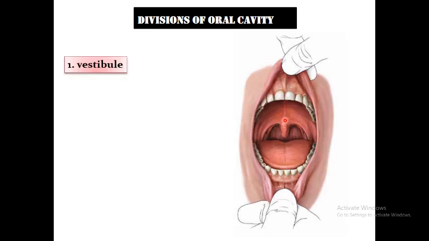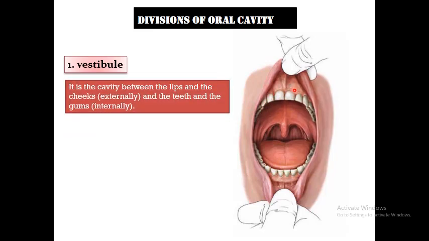Number two, the divisions of the oral cavity. The oral cavity is divided into two regions. Vestibule of the oral cavity, which lies outside to the gums and teeth, is called vestibule. Outside to it, between the lips and the teeth and gums, called vestibule. Okay, so this is the cavity between the lips and cheeks externally, and teeth and gums internally.